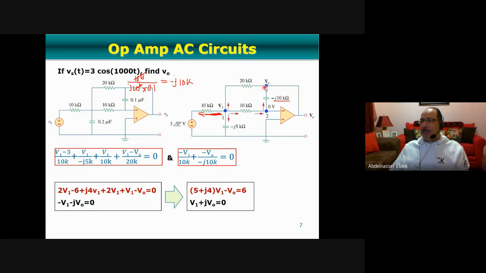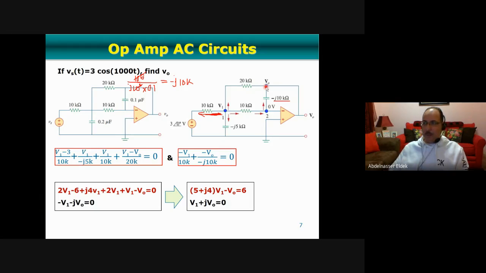For the second node, VO, pure VO, you apply this one here. Okay, so let's apply nodal analysis at this node here, because you cannot apply it at VO. You cannot apply the nodal analysis at VO.